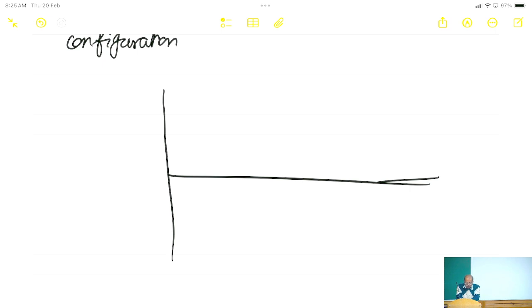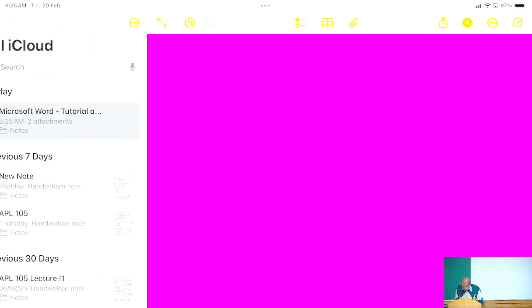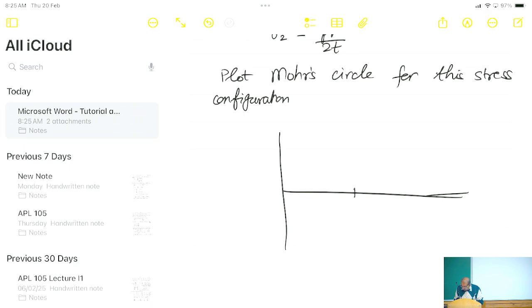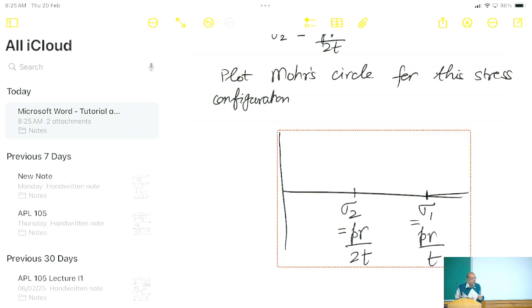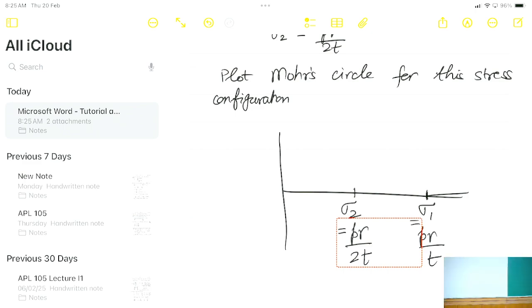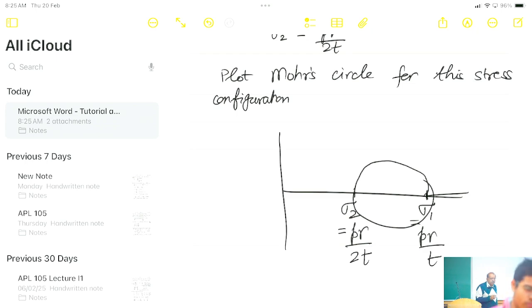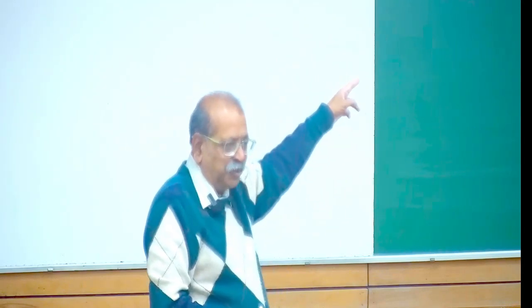So when we plot the Mohr circle, what we have is sigma 2, which is equal to PR upon 2T, sigma 1, which is equal to PR upon T. And these 2 points are principal stresses. So the Mohr circle is going to look like this. We just plot a circle from these 2. Taus are 0 here. See, I am also in this case revising Mohr circle by doing this. I may not ask you the stresses which I said because of the new theory, but this part is old. This is not new. Okay.